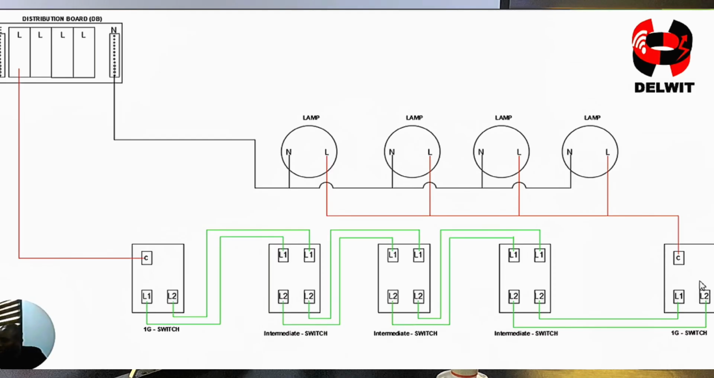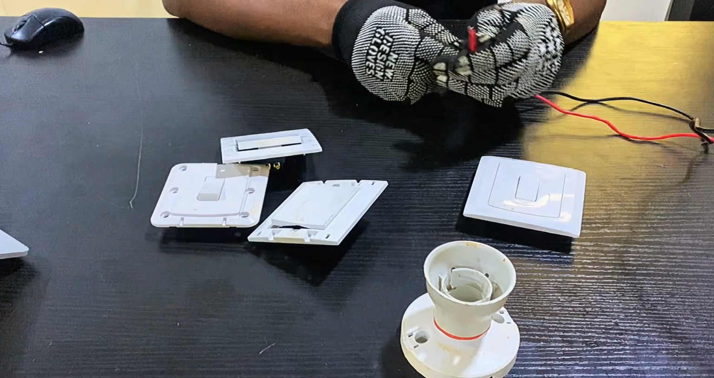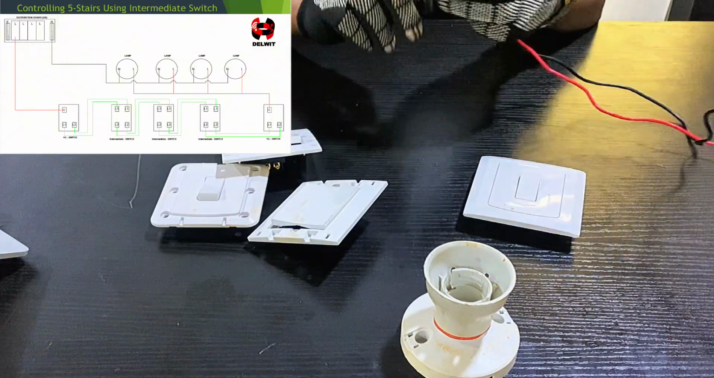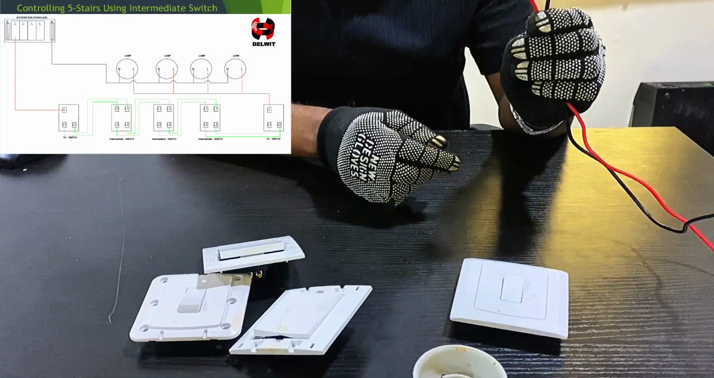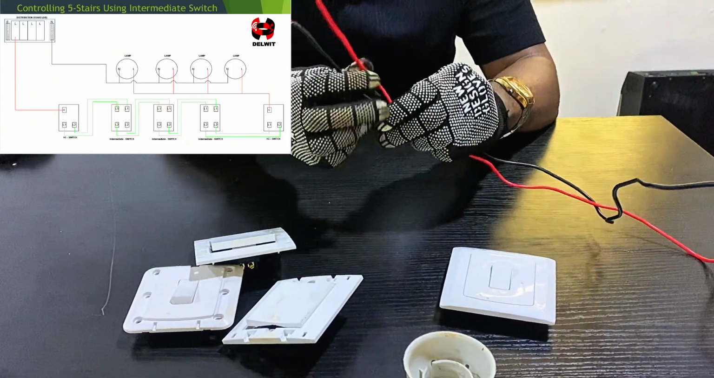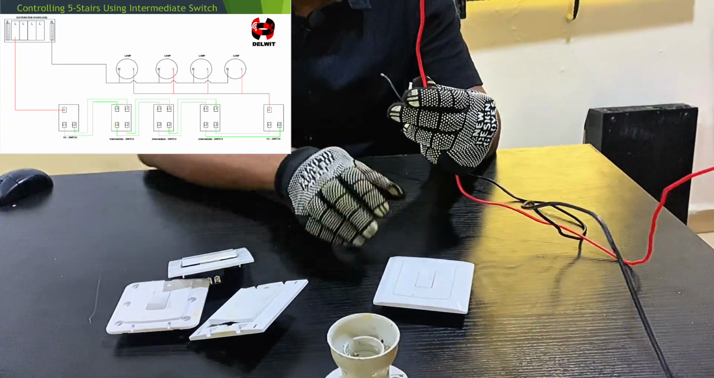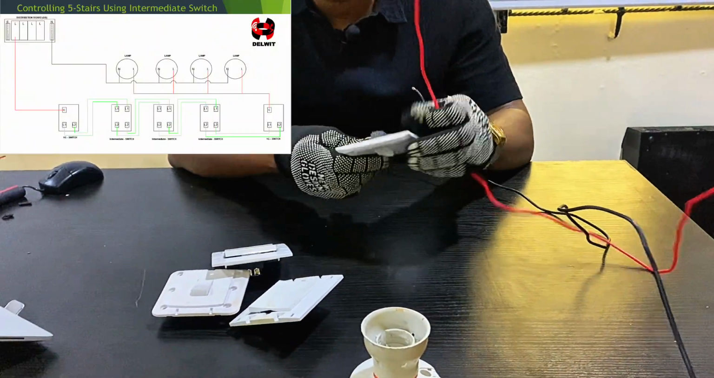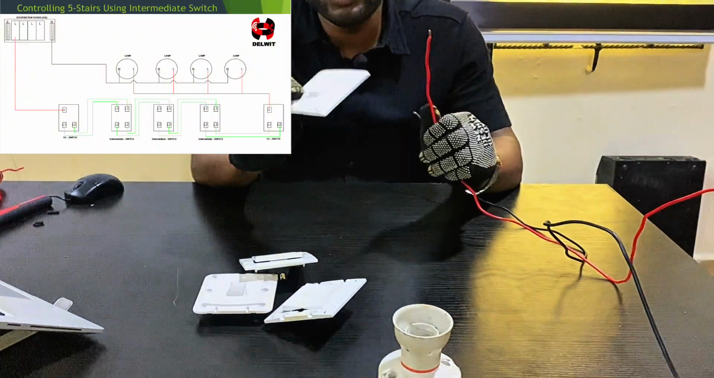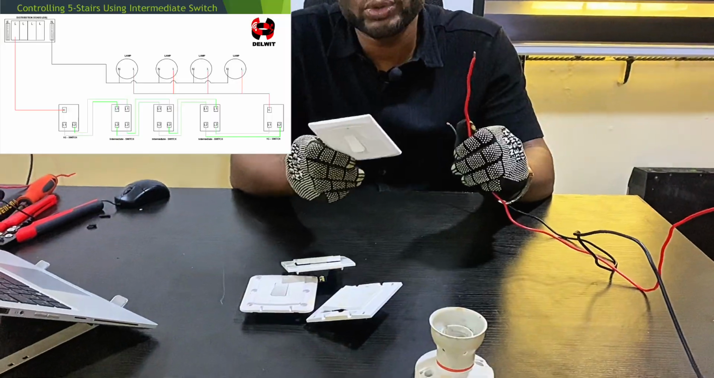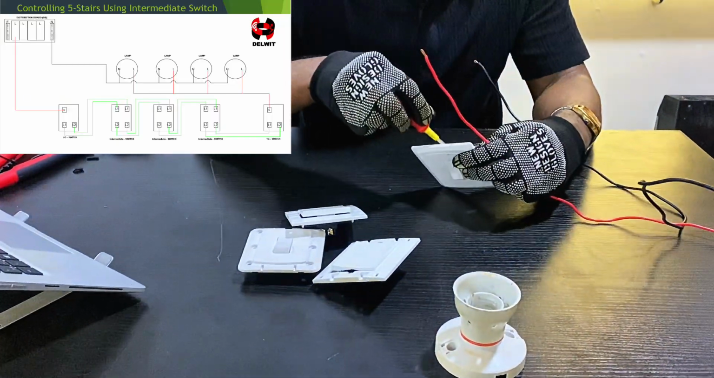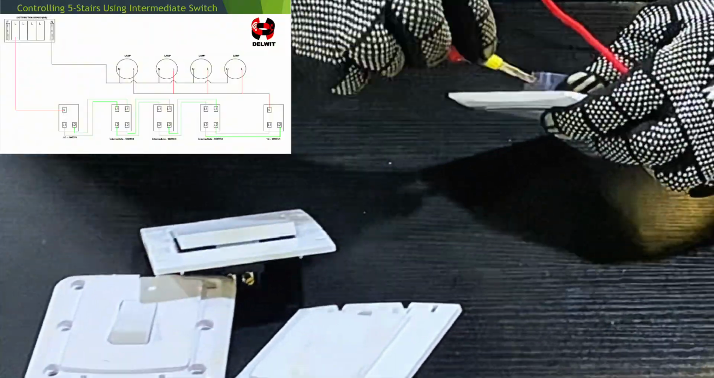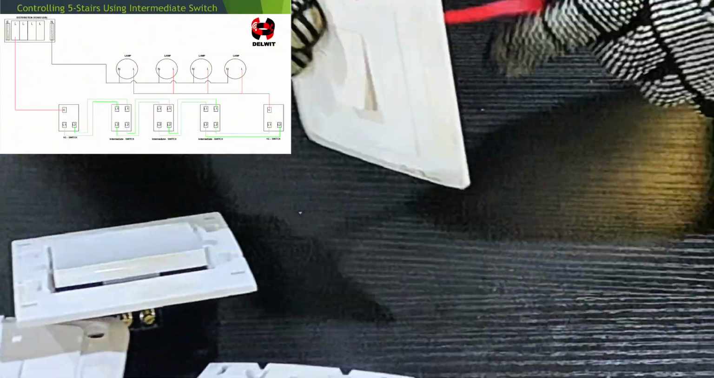Then after this, let's do the connection practically and see if it's going to work. All right, from the circuit, you remember that we have live and neutral coming from the distribution board. So this is our live and neutral coming from the distribution board. If you see the circuit, you will see that the live is connected to the common of the first one-gang two-way switch. So this is the common. I'm going to connect the live to this common now. So I connect this to this.